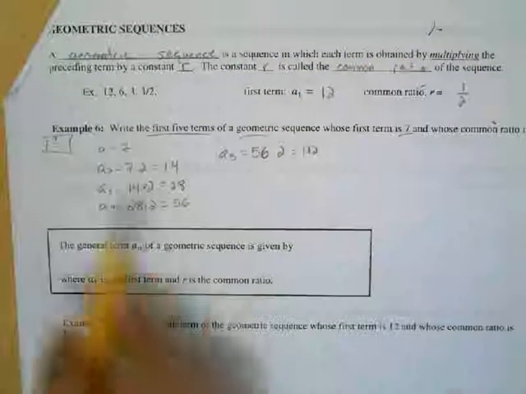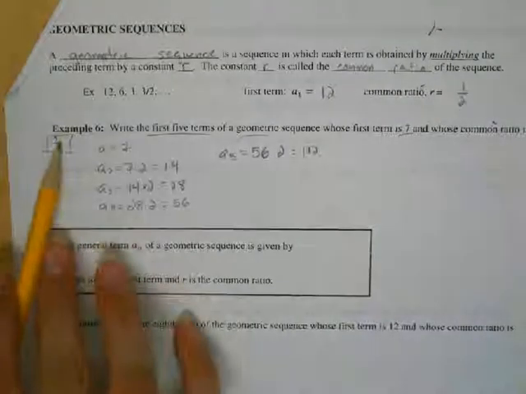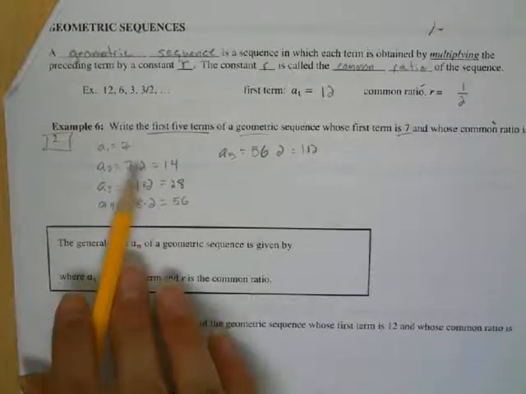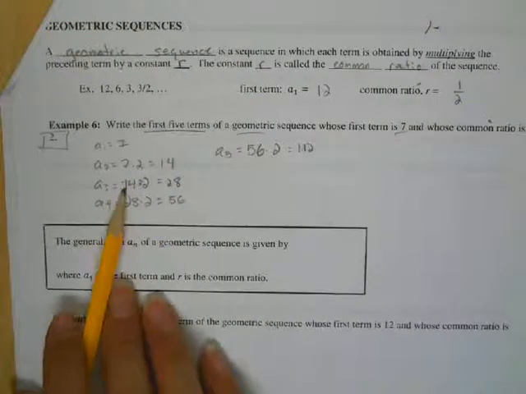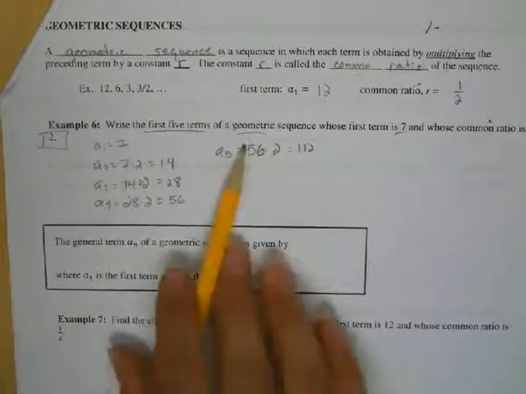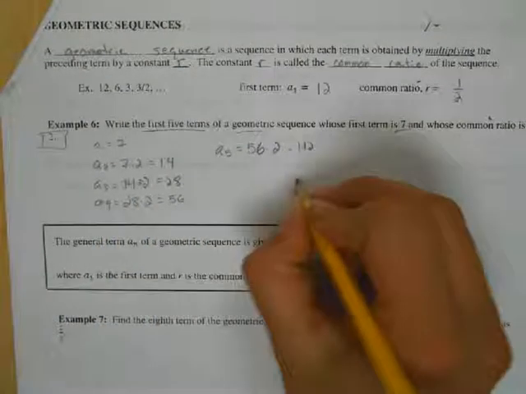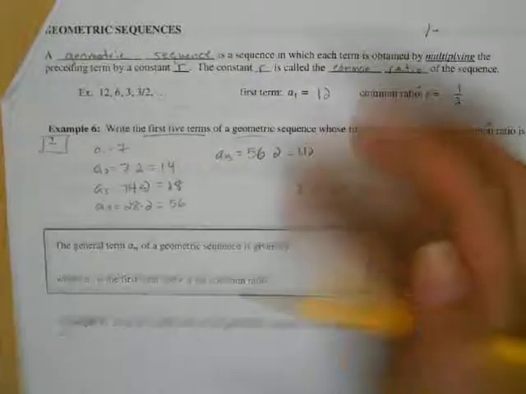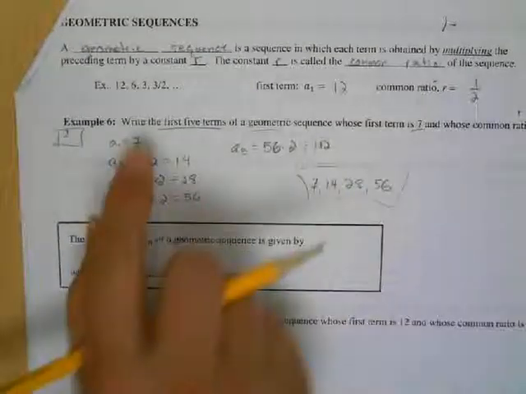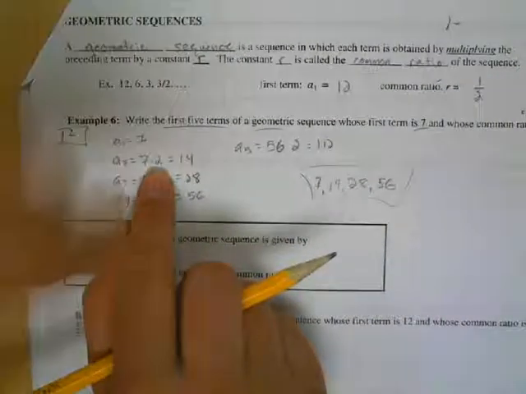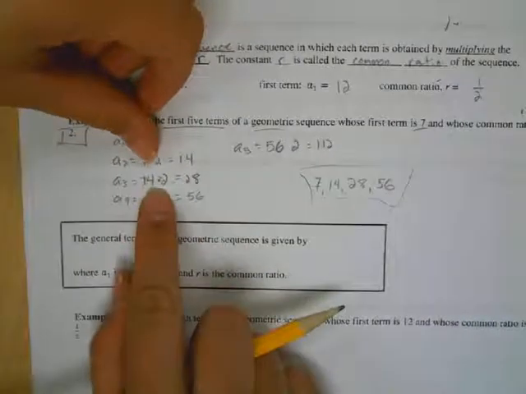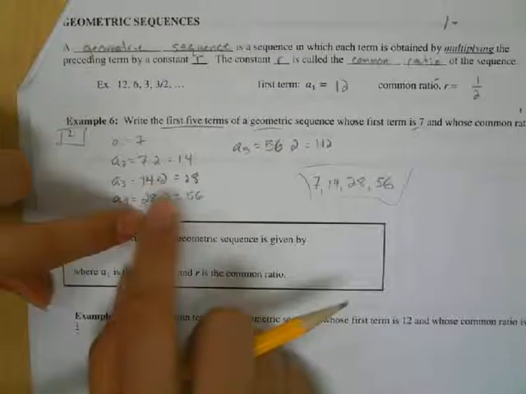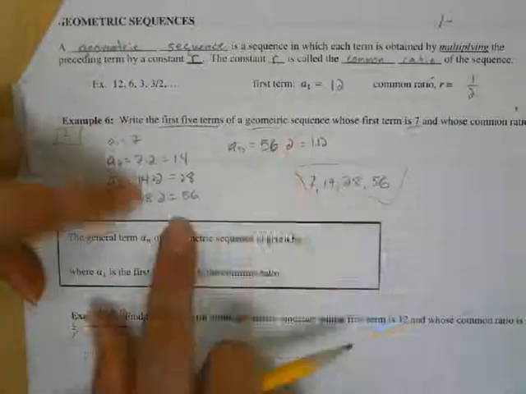Again, it is a common ratio of 2, which means I'm going to start with the first number and multiply by 2. Once I get that, I'm going to bring that down and multiply by 2. It's going to double every single time. So my first 5 terms would be 7, 14, 28, 56, and 112. If you look at what's happening here, here I multiplied by 2. Here I multiplied by 2 twice. Here I multiplied by 2 three times. So every time I'm multiplying by 2 one more time.